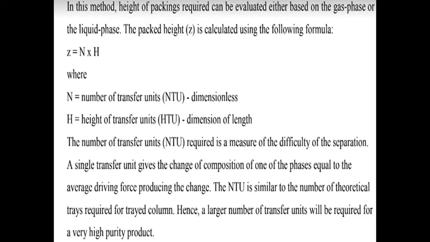Tray column is nothing but plate column. A large number of transfer units will be required for a very high purity product. Are you clear or not? Okay. NTU is increasing. What about the purity? Purity is also very high, or increasing. So, number of transfer units is directly proportional to purity.